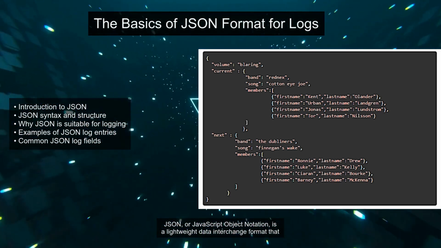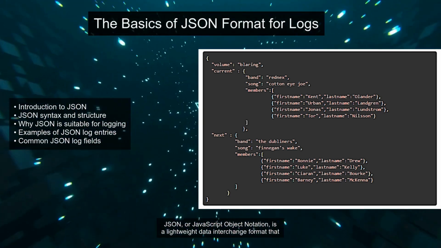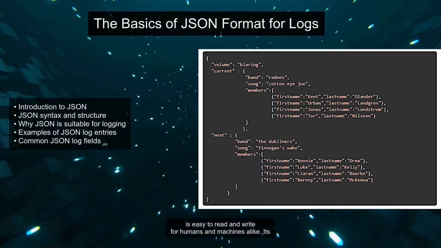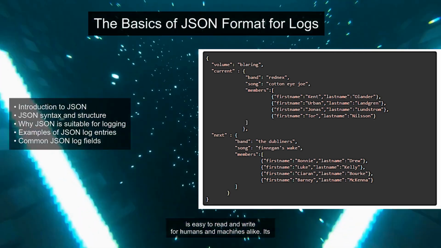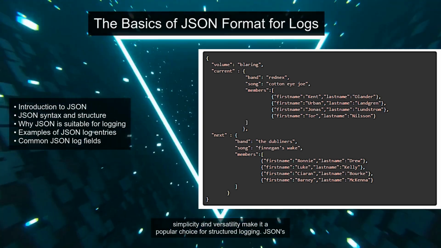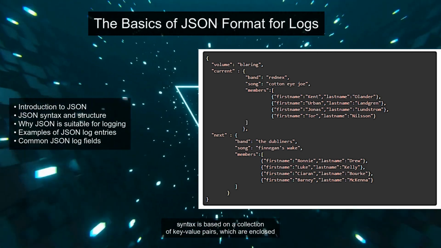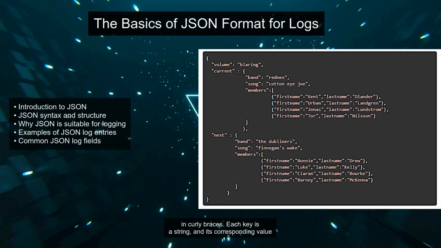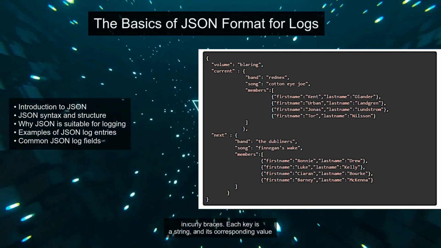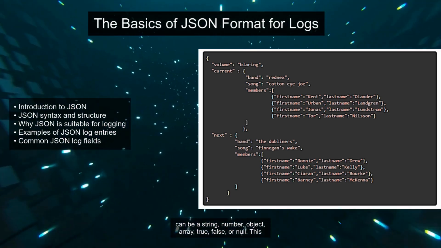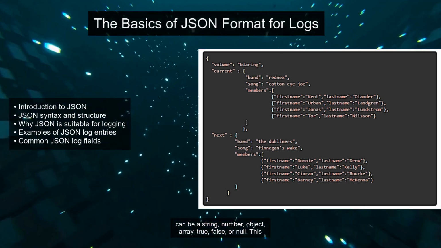JSON, or JavaScript Object Notation, is a lightweight data interchange format that is easy to read and write for humans and machines alike. Its simplicity and versatility make it a popular choice for structured logging. JSON syntax is based on a collection of key value pairs, which are enclosed in curly braces. Each key is a string, and its corresponding value can be a string, number, object, array, true, false, or null.